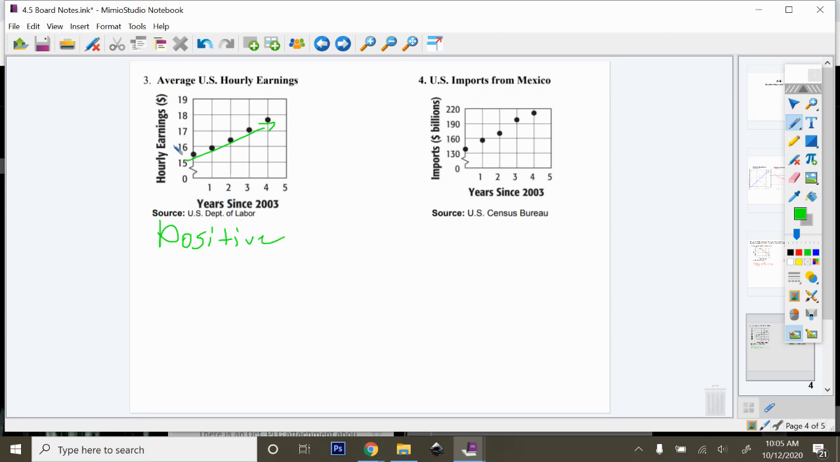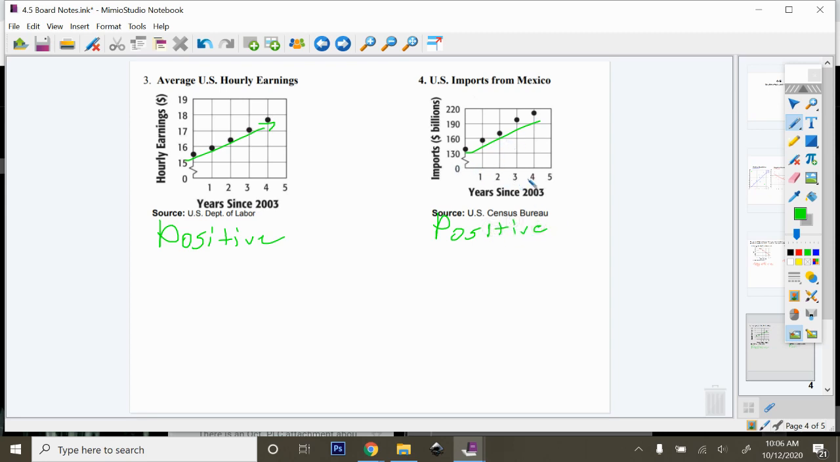Positive. All right, then let's describe it. As the years pass, the hourly earnings in the US go up. The line's going up, that's a positive trend. We have to describe it. Oh, I guess we should write positive.